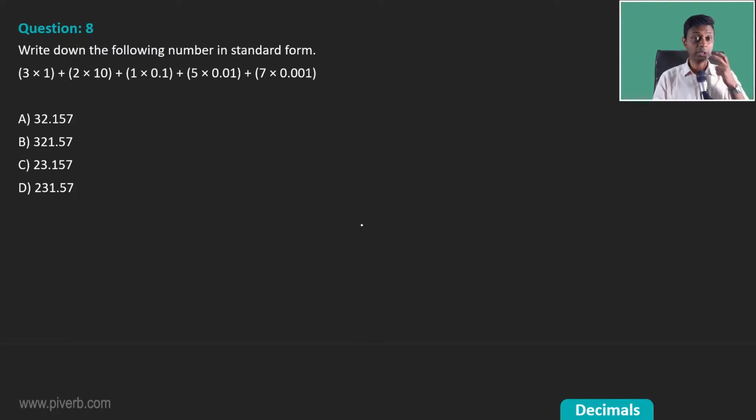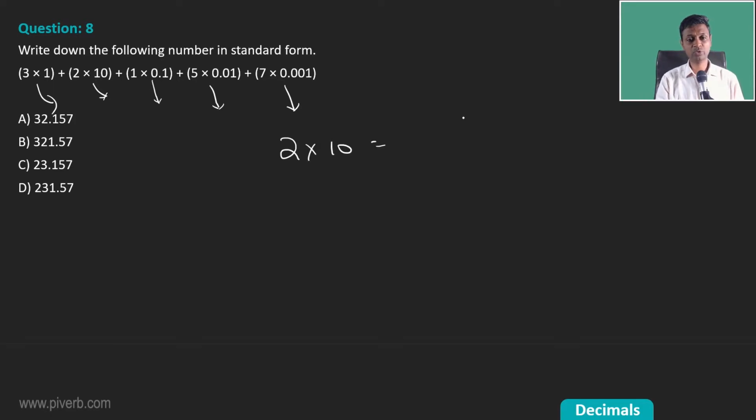Write down the following number in standard form. Fine. Very nice. So this is units place, tens place, 1/10ths place, 1/100ths place, 1/1000ths place. So I'm going to start with tens place.